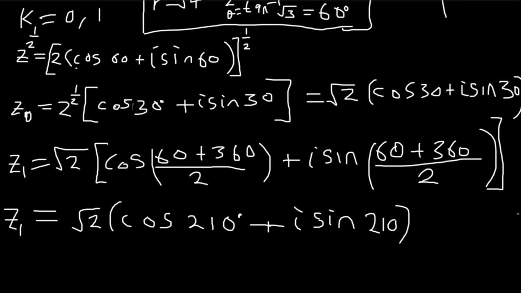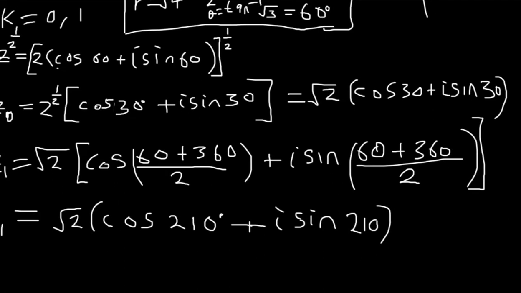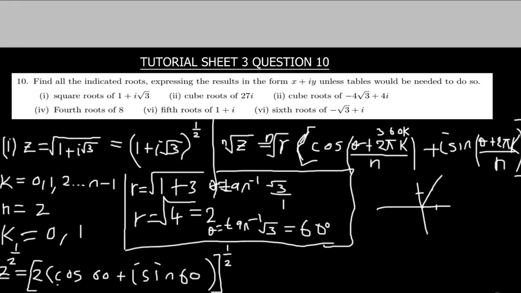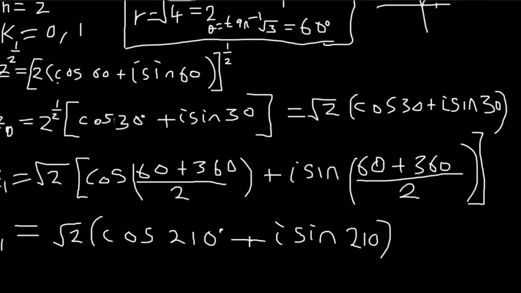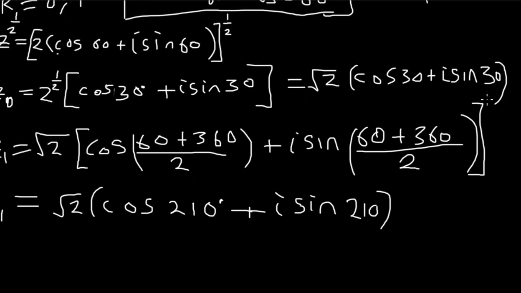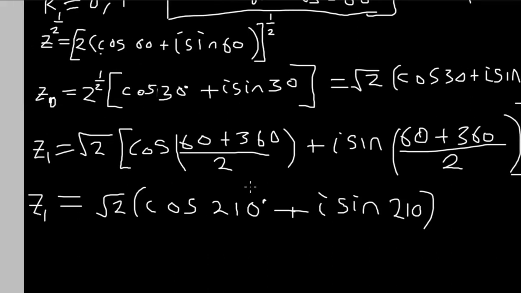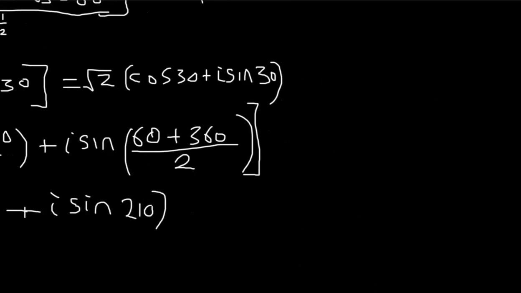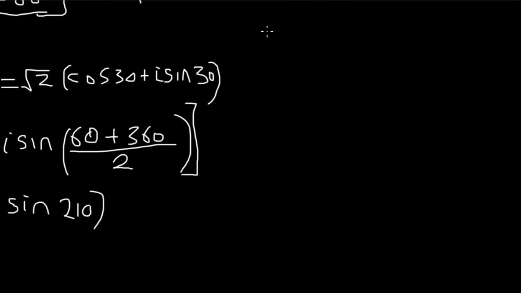Before I say the question is done, the question is saying we leave it in the form x plus iy. So how do you do this? I'll start with the Z0 there. So Z0 is there. How do you convert that now in the form x plus iy? So this is just going to be equal to, I'll write this root 2 outside like that.